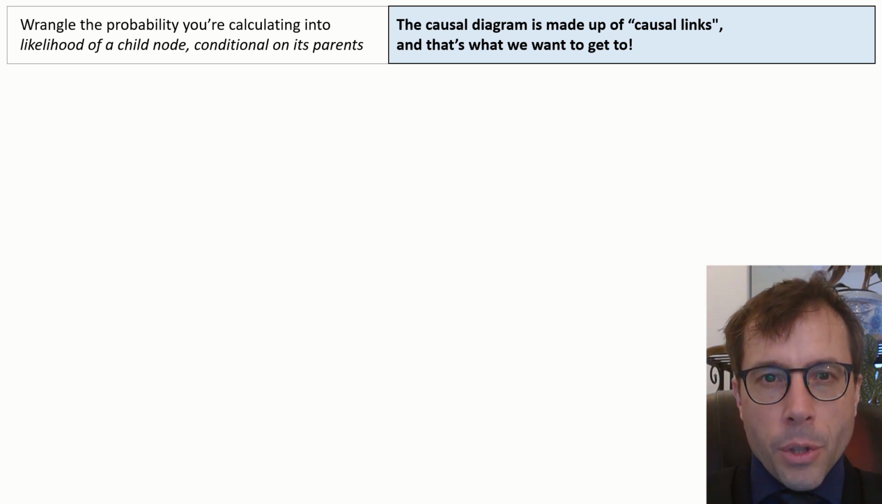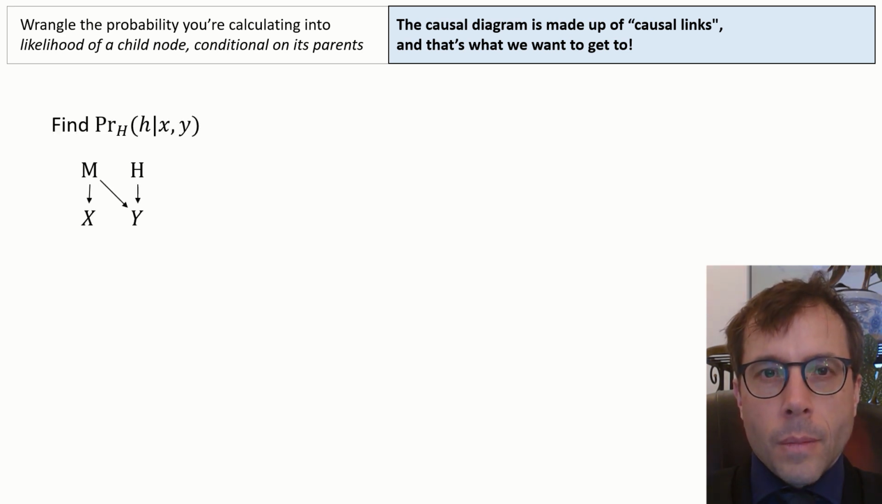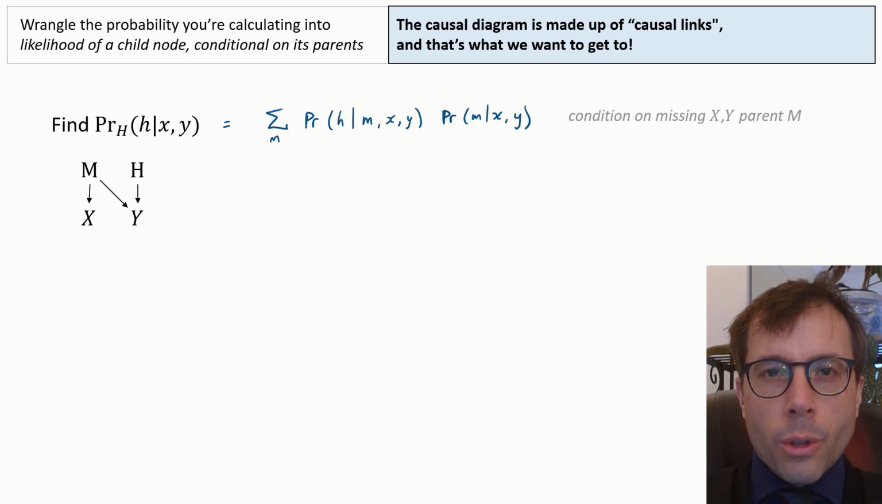Here's one last example. This is a question from an earlier exercise. Find the likelihood of h conditional on x and y. First step, we've got x and y in here, but we don't have all their parents, so we had better condition on the missing parent m. This is just using the law of total probability, this time with baggage x and y.